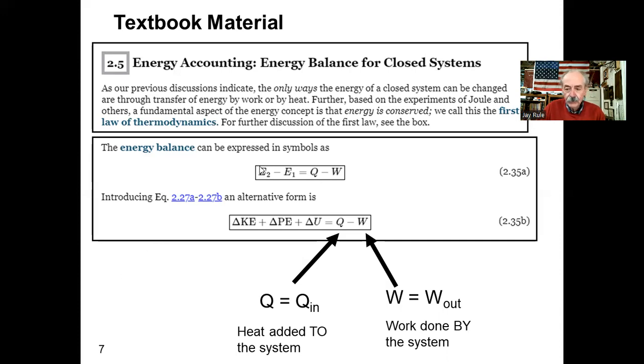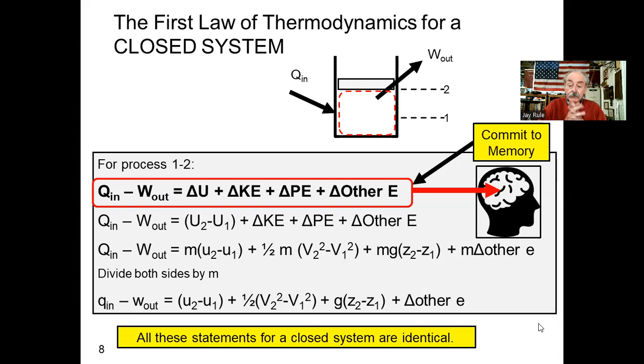All right. Another thing, notice here how my practice of writing the first law is a little bit reversed from the textbook. I start with Q in minus W out on the left side, and I deal with these energy changes on the right side. This is the way I would recommend. This has worked for me. It's all up to you, consider this may be working for you. But you see that mathematically, this statement of the first law for a closed system is identical to your textbook.